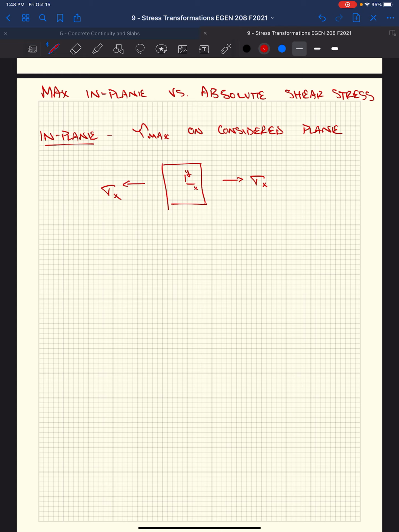Our coordinates are usually x face and y face, right? Sigma y. We're going to have our shear stresses, and they're going to be our tau xy and our tau yx.